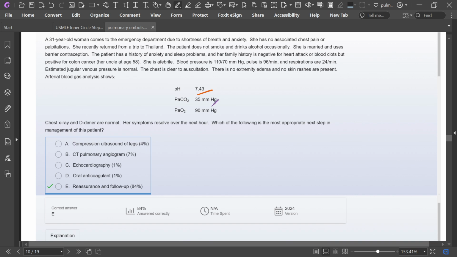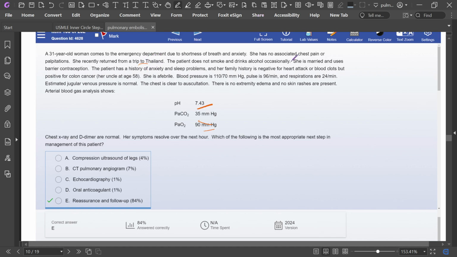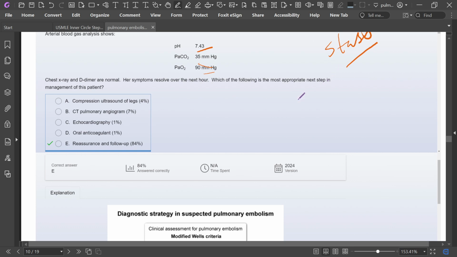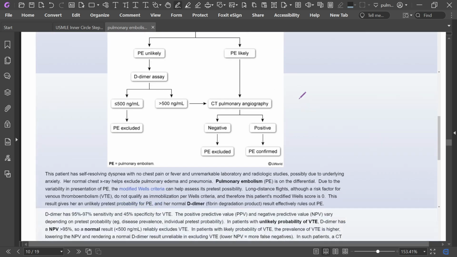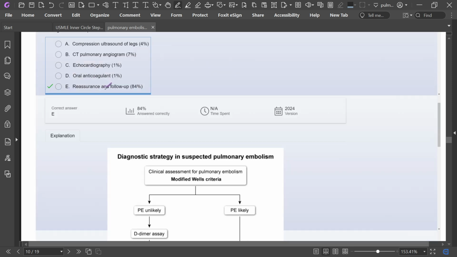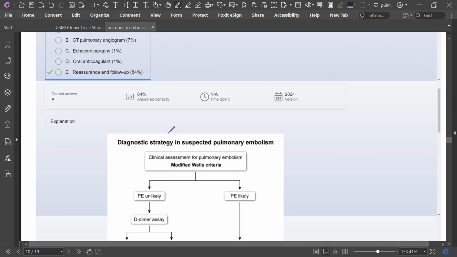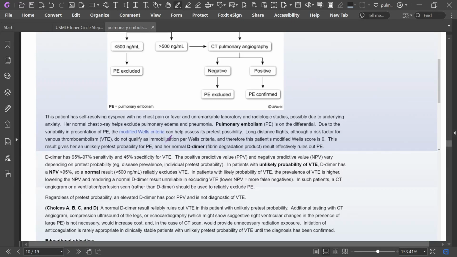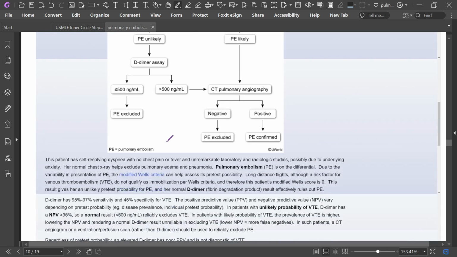Okay, pH is 7.43, PaCO2 is 35, PO2 95, D-dimer is normal, chest X-ray normal. Okay, she has hypertension, not tachycardia, but there is tachypnea. JVP is normal, but she returned from a trip to Thailand, so air travel, which causes stasis, is a risk factor for pulmonary embolism. This patient has suspected pulmonary embolism, but the D-dimer is normal. So we are thinking that reassurance and follow-up should be the case.